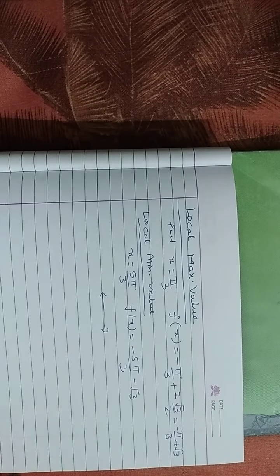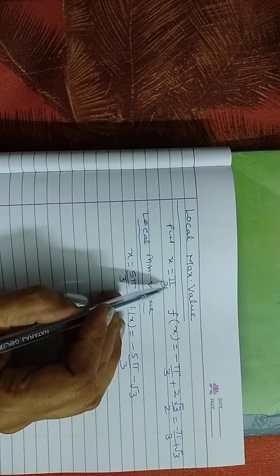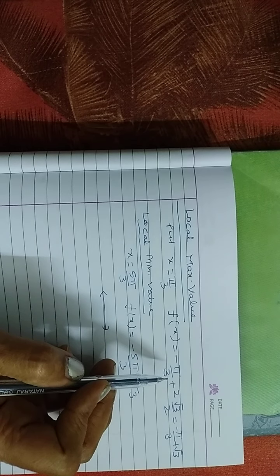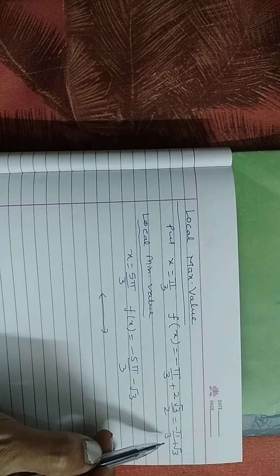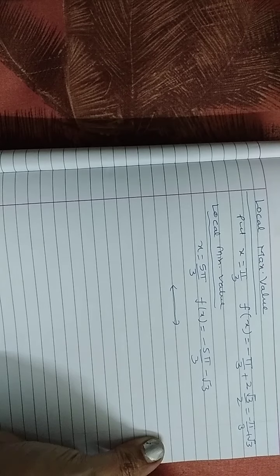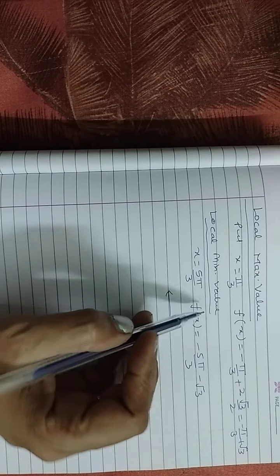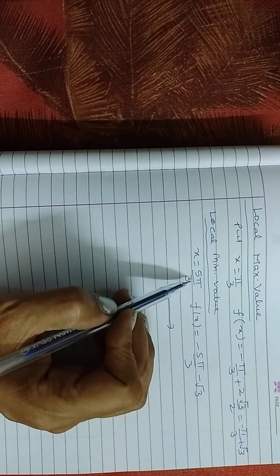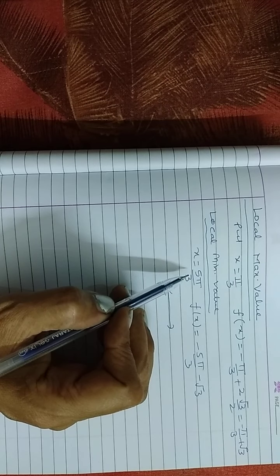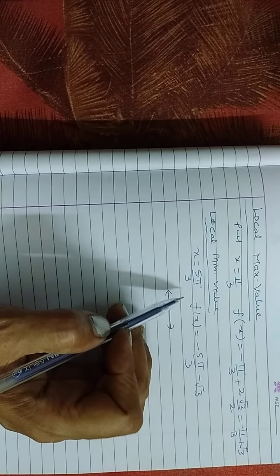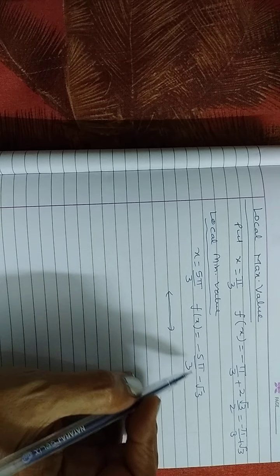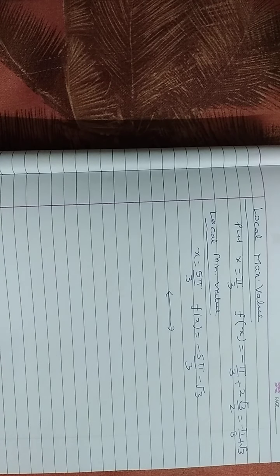Now for the local maximum value, you just put x is equal to pi by 3 in the function. Whatever value comes, that will be the local maximum value. And for the local minimum value, because this was the local minima, put x is equal to 5 pi by 3 in f(x). So this is your local minimum value.